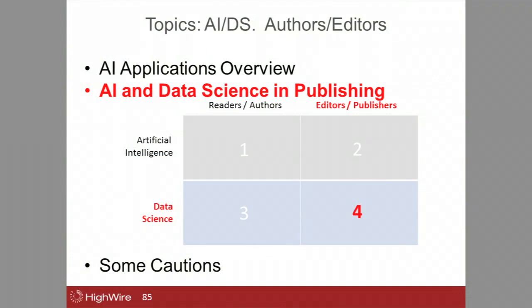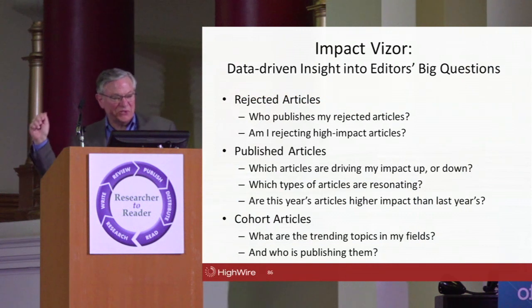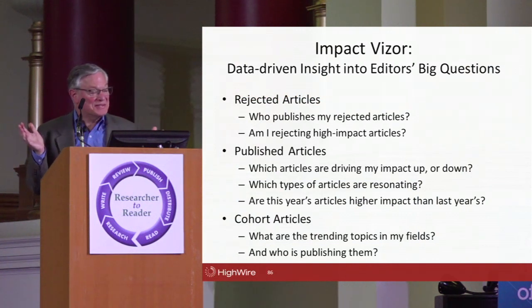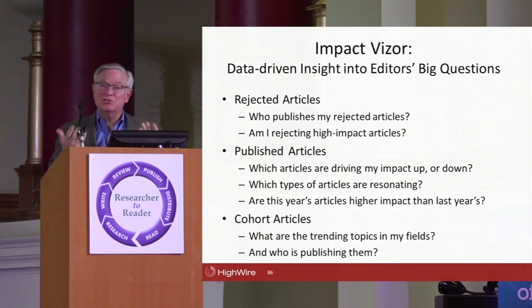Now, I'll finish with looking at data science in service to editors and publishers. I'm going to try not to be too self-promotional here. HighWire has a product in this area, and it's called ImpactVisor. It's a tool, essentially, to investigate journal performance. And we've built it to be able to look at what happens to articles that a journal rejects, what's the impact of the articles you accept, but what's the impact now?